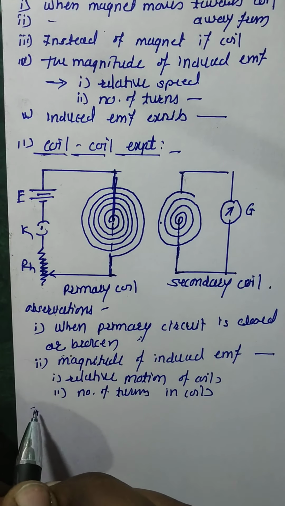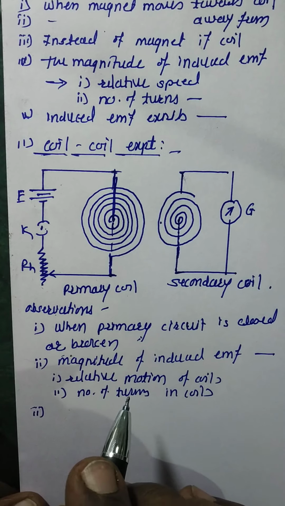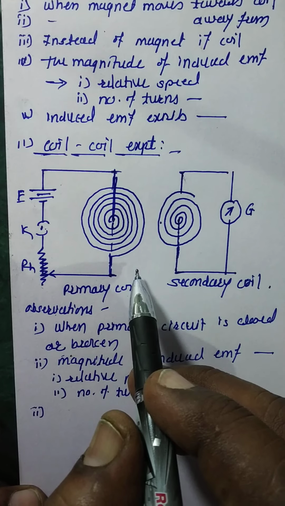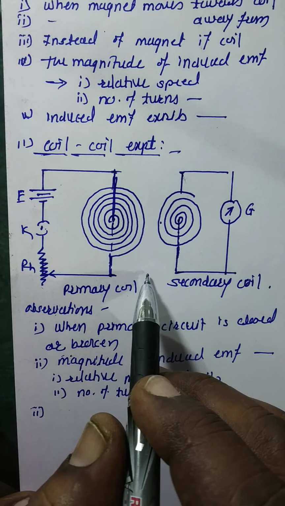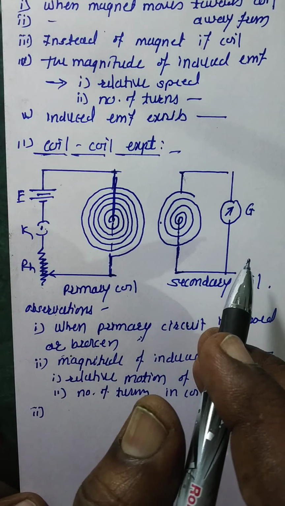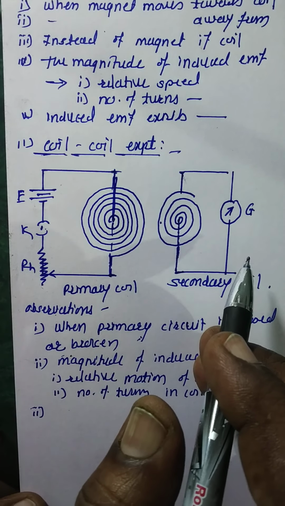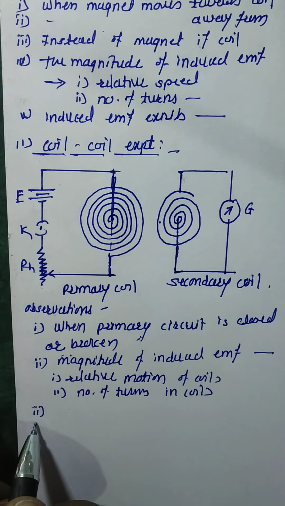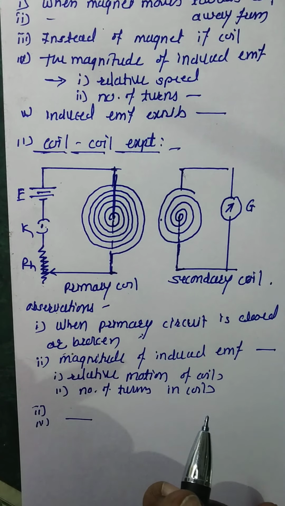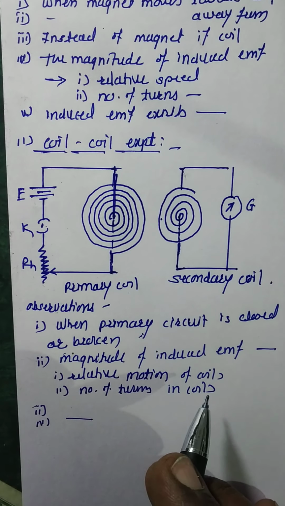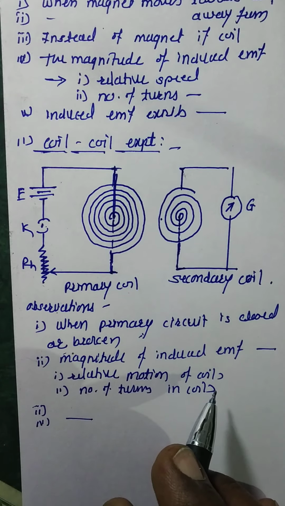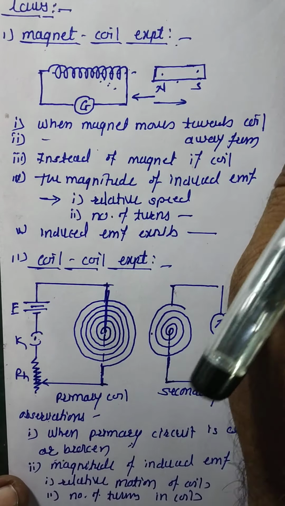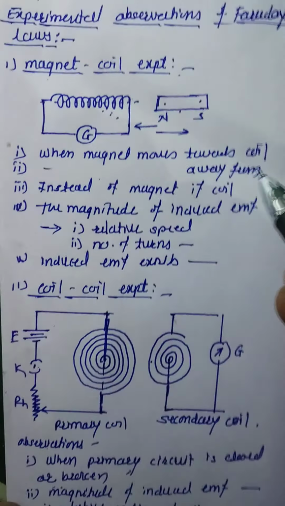Third observation, whenever current in primary changes, whenever there is change in current in primary, galvanometer shows deflections. Means EMF induces in circuit secondary and galvanometer shows deflection. When direction of current in primary changes, then deflection in coil also changes. These are Faraday's experimental observations of Faraday's laws.